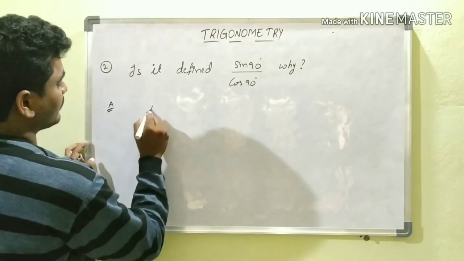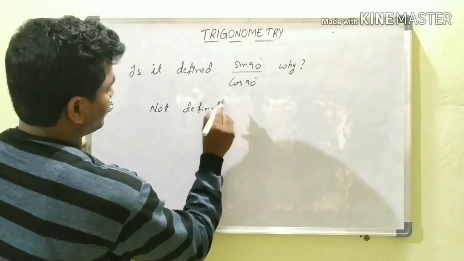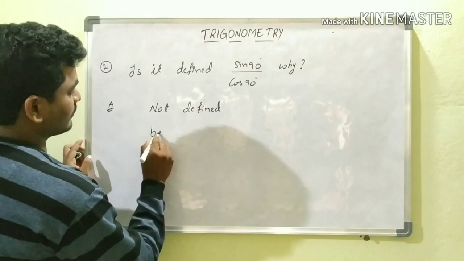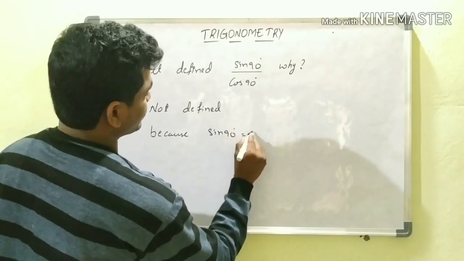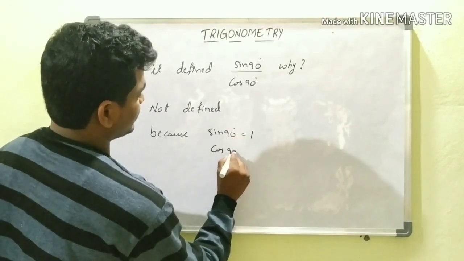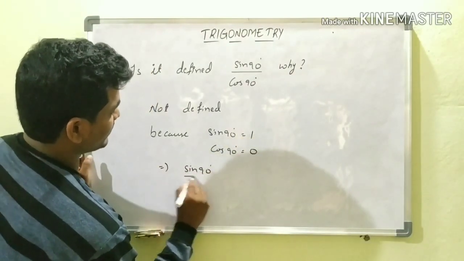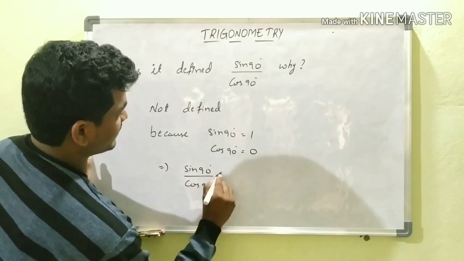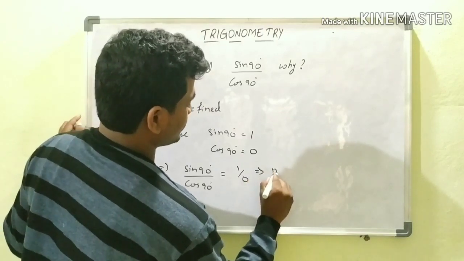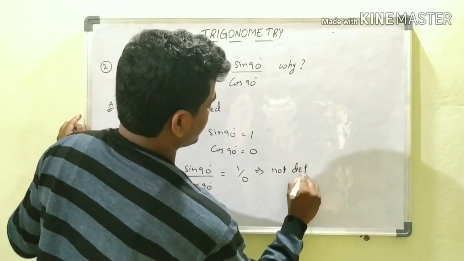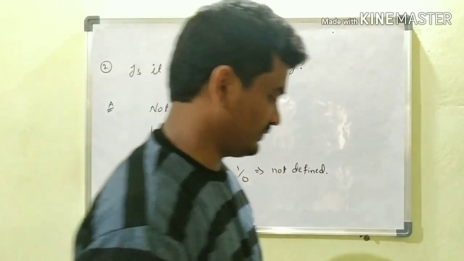Answer: not defined, because sin 90 equals 1, cos 90 equals 0. That implies sin 90 degrees by cos 90 degrees equals 1 by 0. That implies not defined. Right? We can write the answer.